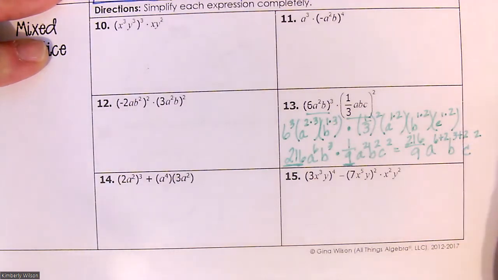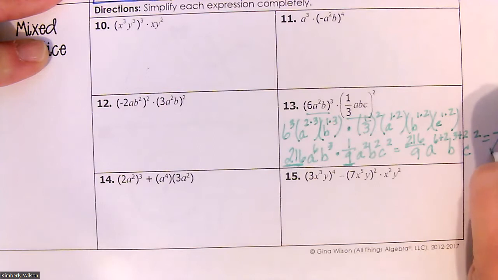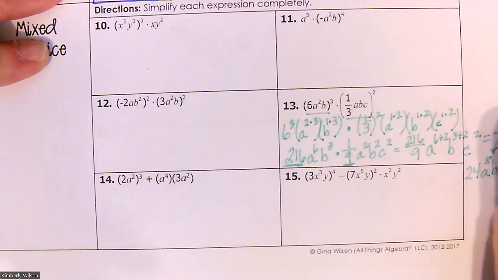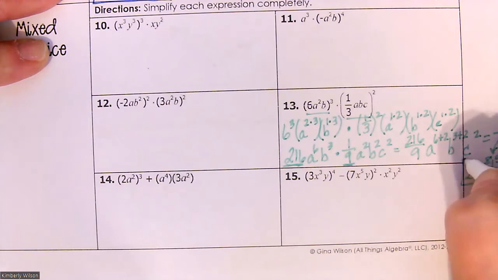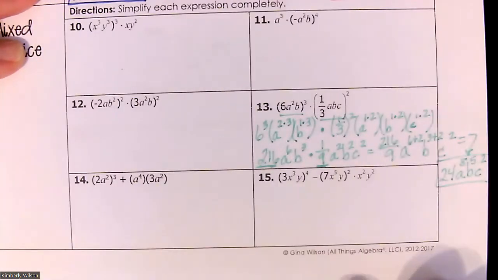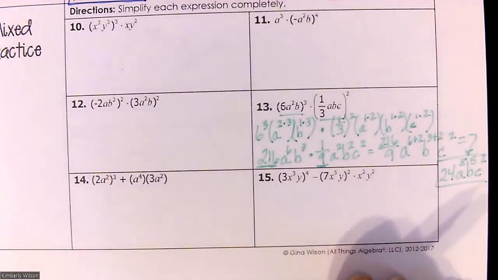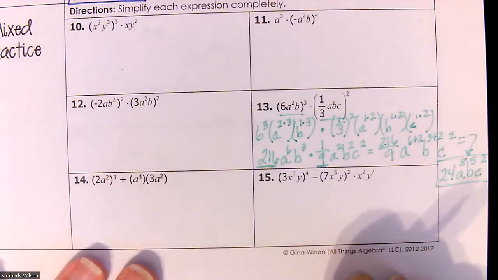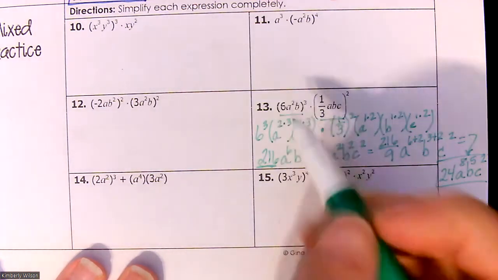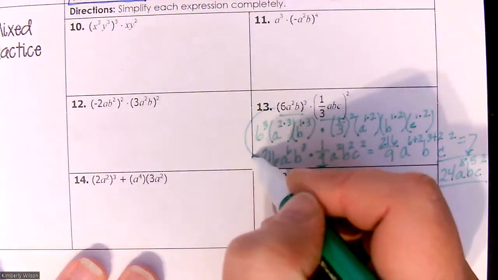And now for the final answer. 216 divided by 9, that's going to give me 24. A to the 8th, B to the 5th, C squared. There is my final answer. And you may get to the point where you can figure things out and go straight from here to here.